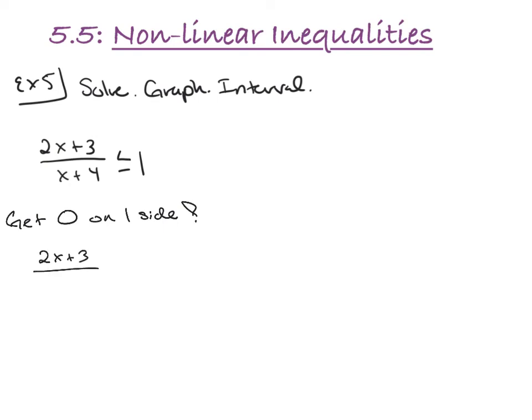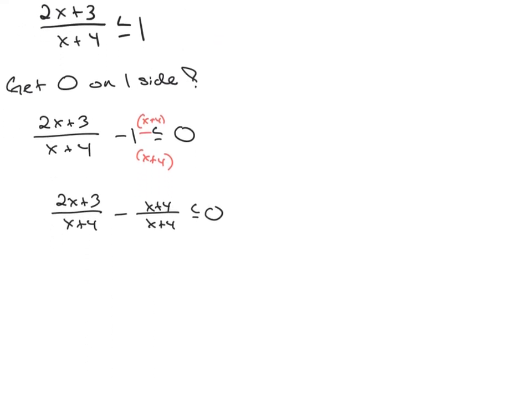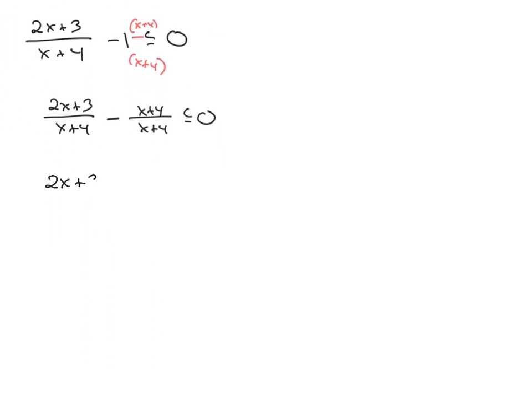So 2x plus 3 over x plus 4 minus 1 is less than or equal to 0. And then I want to write it as one fraction, so multiply the negative 1 by x plus 4 over x plus 4. So here's what we get. We've got 2x plus 3 over x plus 4 minus x plus 4 over x plus 4 is less than or equal to 0. That's going to give me 2x plus 3 minus x minus 4, distributing that negative through, all over x plus 4 is less than or equal to 0. And combining my like terms, I've got x minus 1 over x plus 4 is less than or equal to 0.